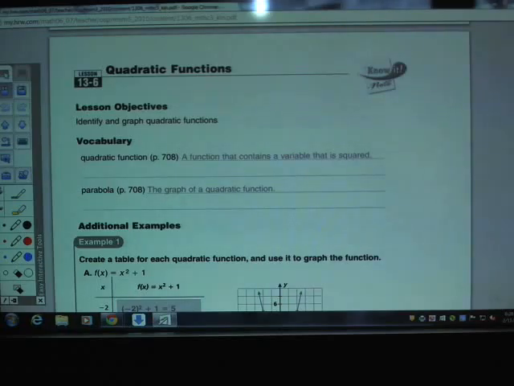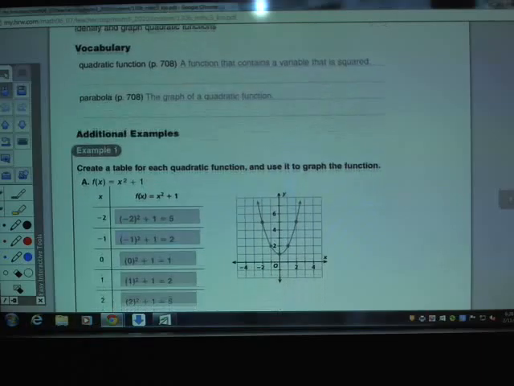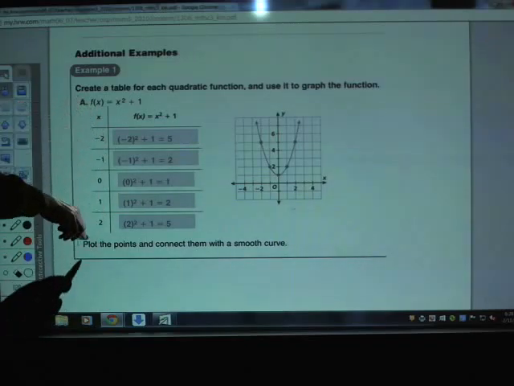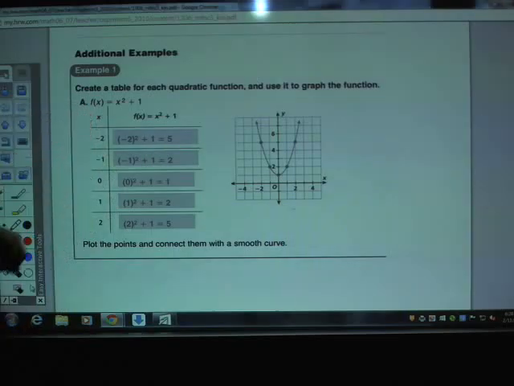Create a table for the quadratic function and use it to graph the function. We've got f of x equals x squared plus 1. Remember, in the table method, you pick your own x values, and they happen to pick my favorite list of x values here: -2, -1, 0, 1, and 2. We're going to plug each one of those in for x and find the result value, which is the equivalent of y, then pair my x and y and make myself a graph. So let's start with -2.